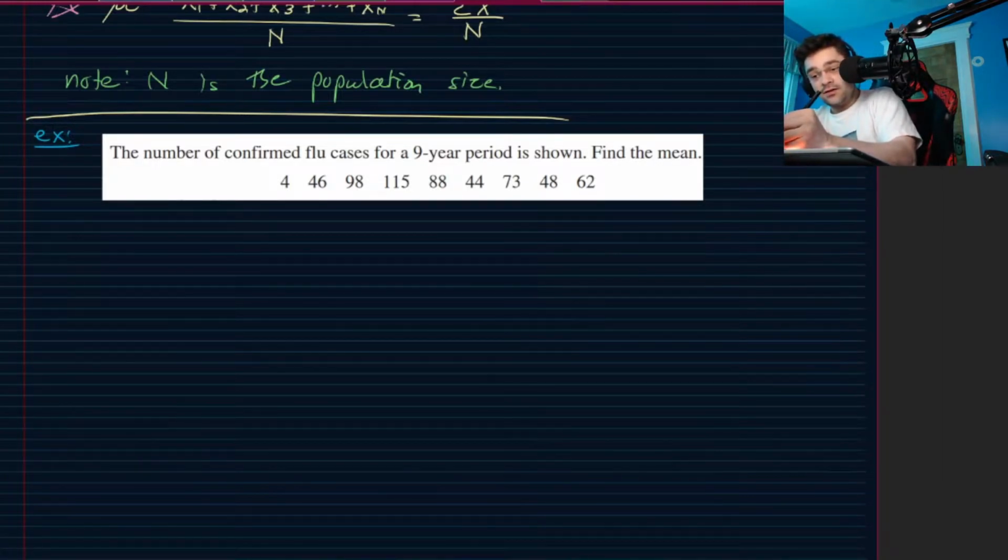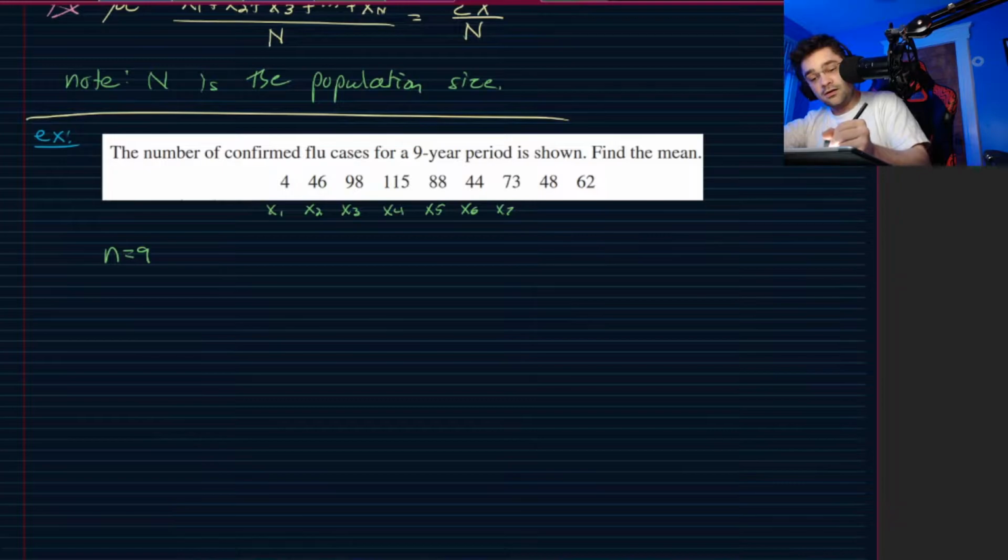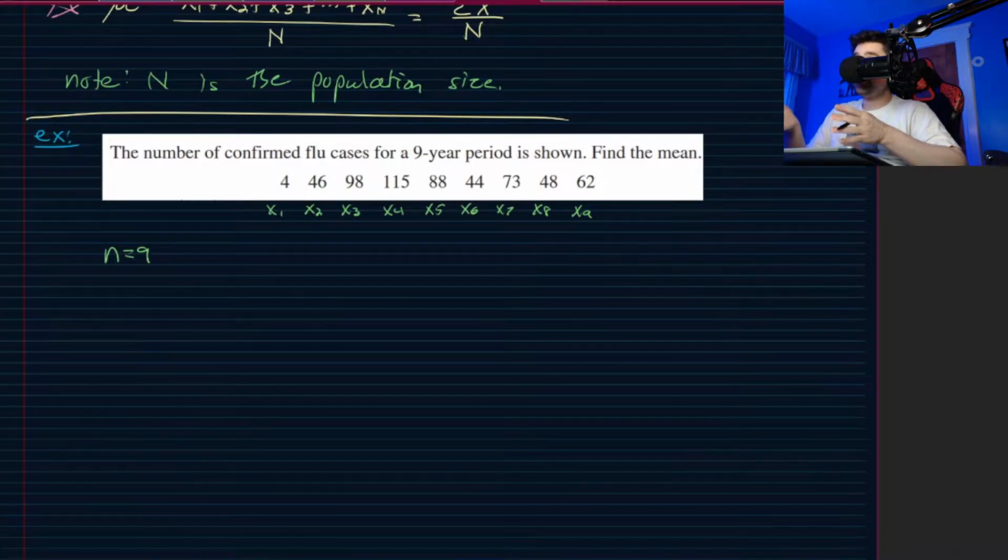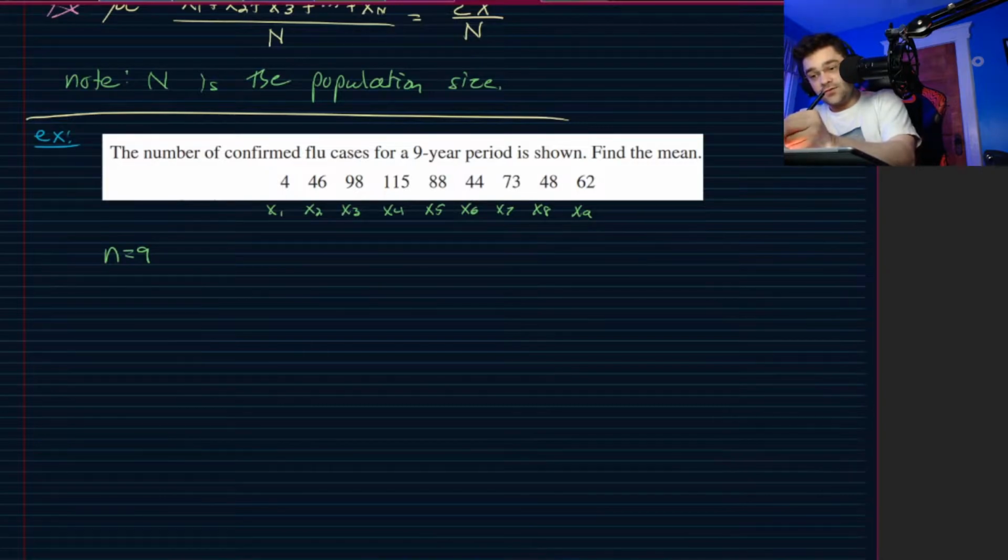Let's just point out everything. So in that case, n is 9, right? And so n equals 9. This would be our x1, x2, x3. I'll just label them all, why not? All right, so I've labeled all the data values with their x sub number variable, x sub 1, x sub 2, x sub 3, etc. And now we know what everything stands for.